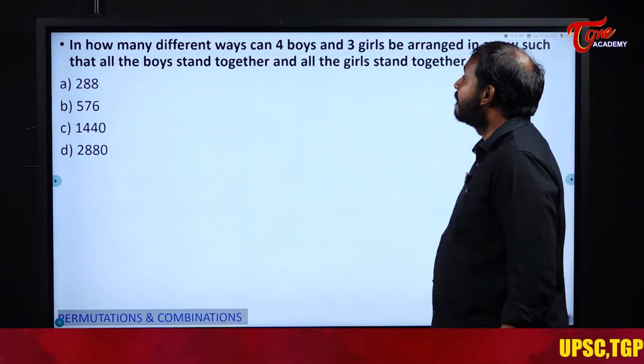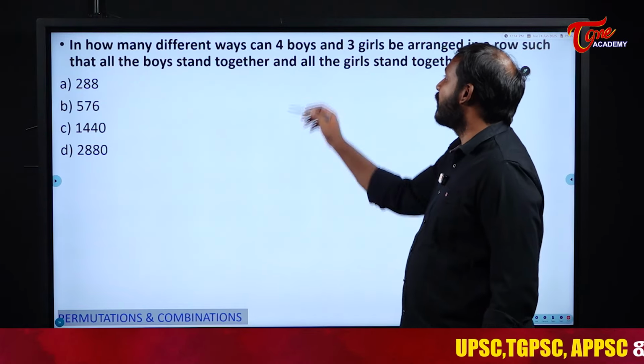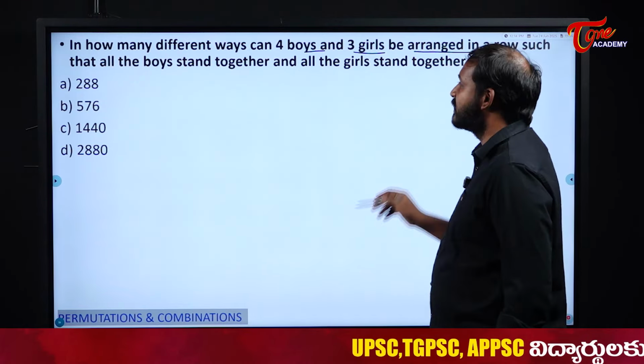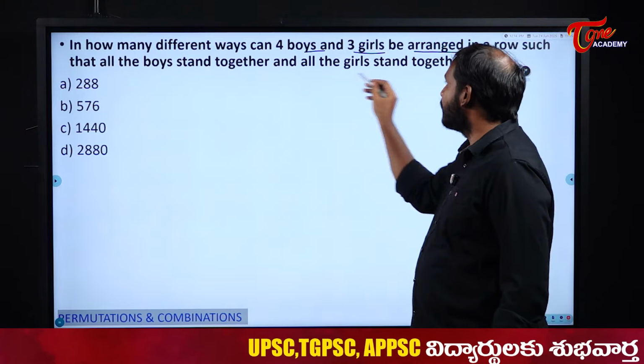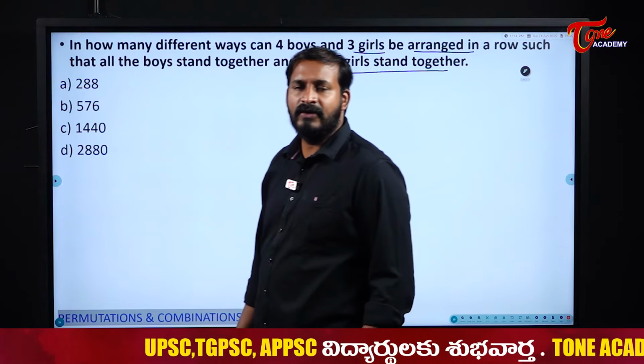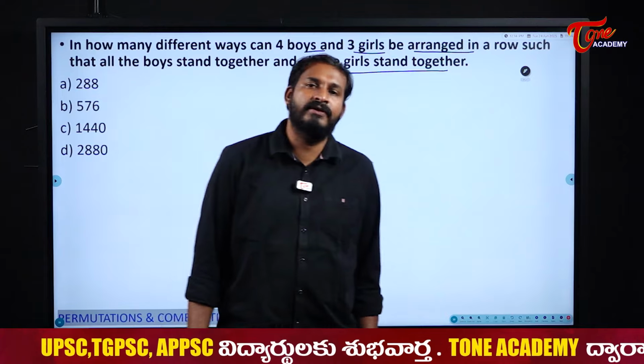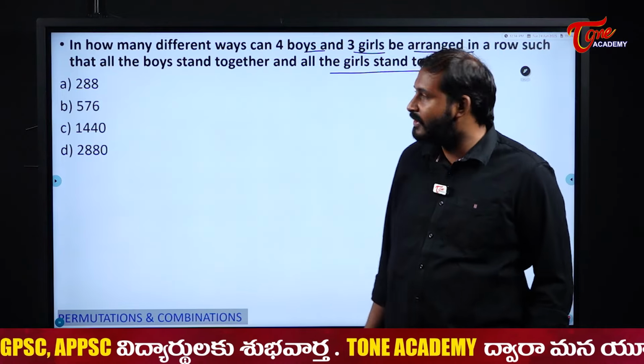Next one. In how many different ways can 4 boys and 3 girls be arranged in a row such that all the boys stand together and all the girls stand together? Similar one to our previous one. Everyone pause the video and try to solve it.